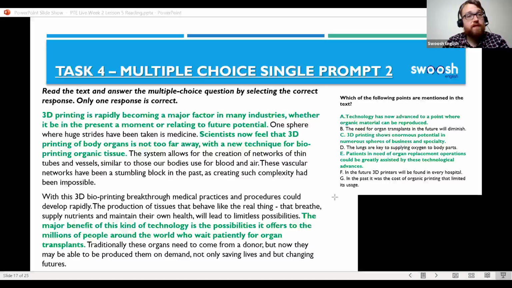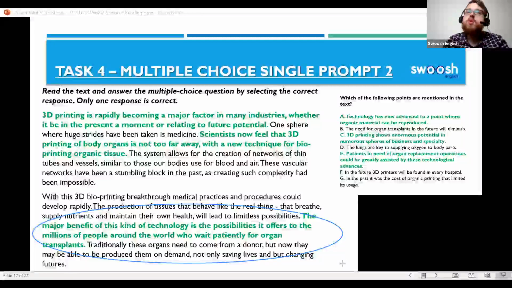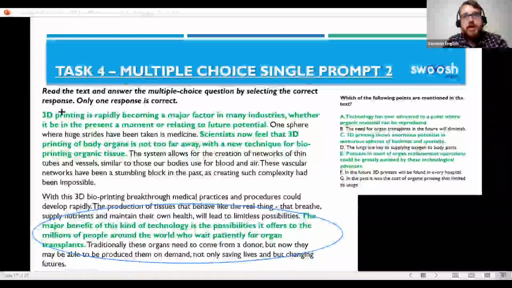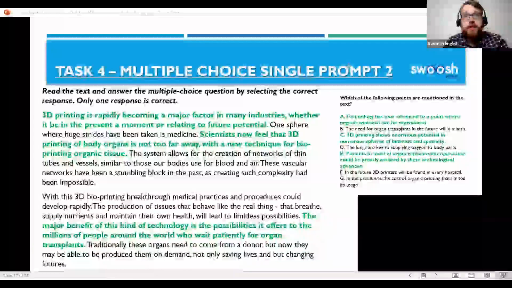Well, if we have a look at our final green section in our second paragraph, let's read it. The major benefit of this kind of technology is the possibilities it offers to the millions of people around the world who wait patiently for organ transplants. Organ transplant directly paraphrases organ replacement, as well as operations, as well as how they could be helped by these technological advances. It pretty much backs it up word for word with a little bit of paraphrasing. So those are the correct answers, A, C, and E, backed up with evidence from the text.